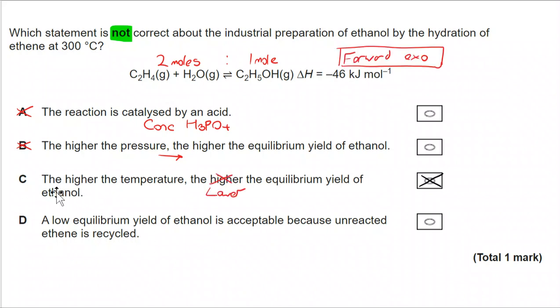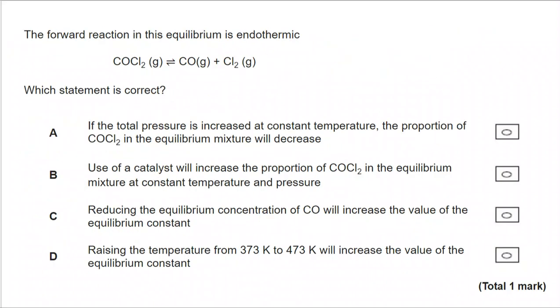If I go on to look at part C, the forward reaction is exothermic. The higher the temperature, the lower the equilibrium yield, because raising temperature would favour the endothermic reaction. And if we take a look at the last one, we wouldn't say it's acceptable because the unreacted ethene is recycled. We would aim to get the maximum possible yield. So the correct answer here is C. Next question for you.